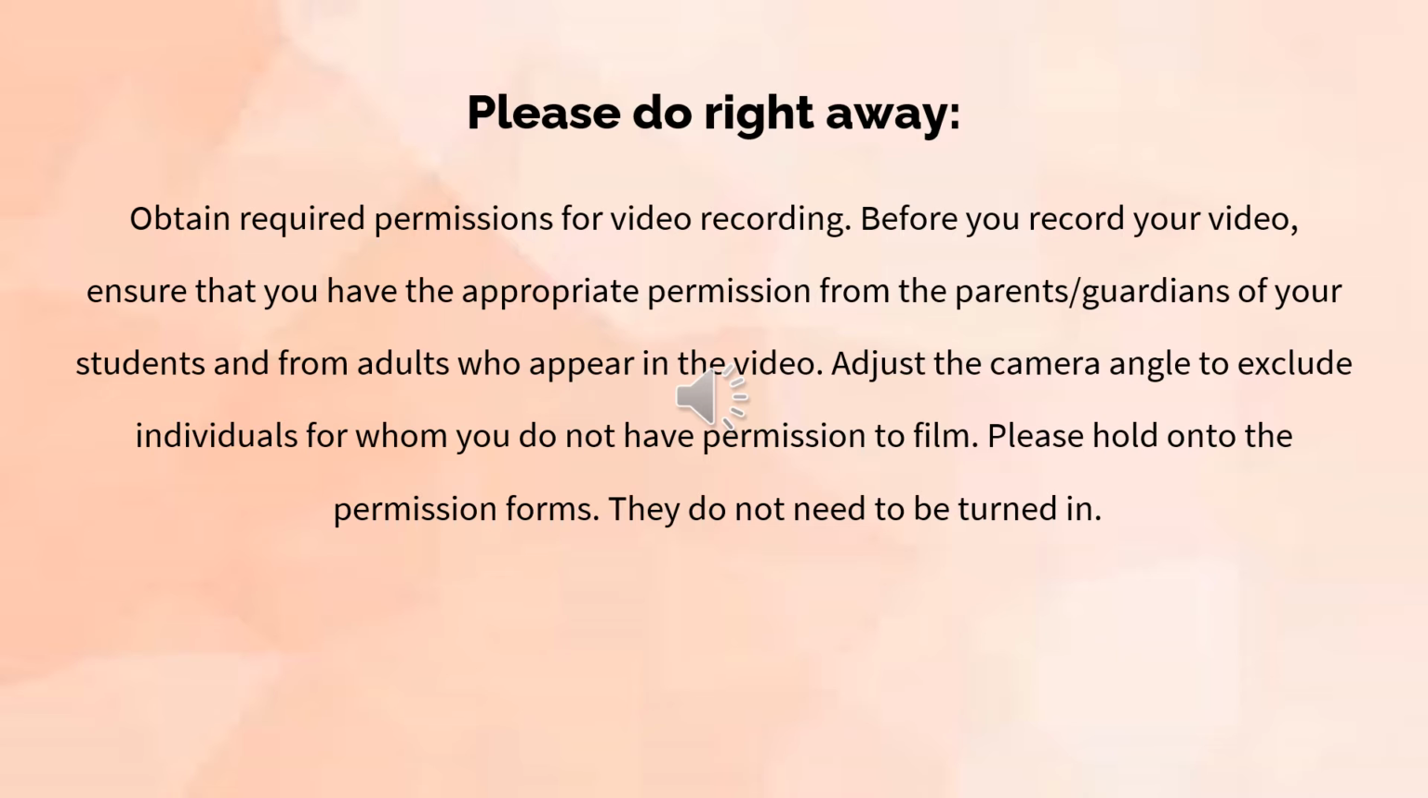You'll find the form that we use on your Blackboard course. For these videos, you want to make sure that you adjust the camera angle if there are any students who did not give you the permission slip, so that we don't see them on camera. They can still be in class, but you can't see them or hear them.